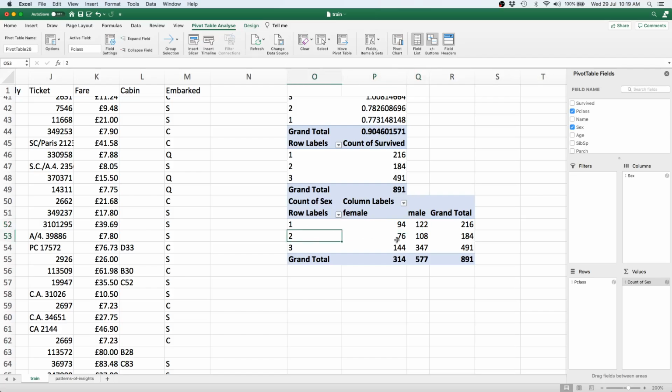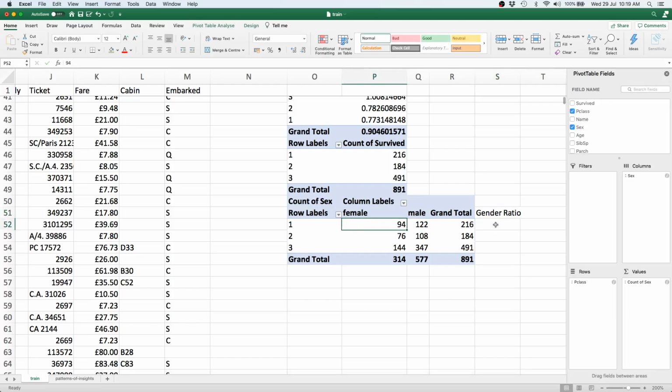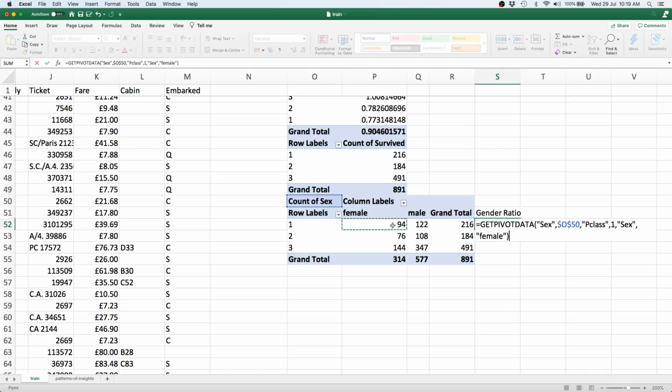In the second class there were 76 females and 108 males, and in the third class there were 144 women and 347 males. We can also take this a step further and actually calculate the gender ratio. So essentially that is simply the number of women divided by the number of men in that particular class. And let's take a look at what that tells us. So we have this value.